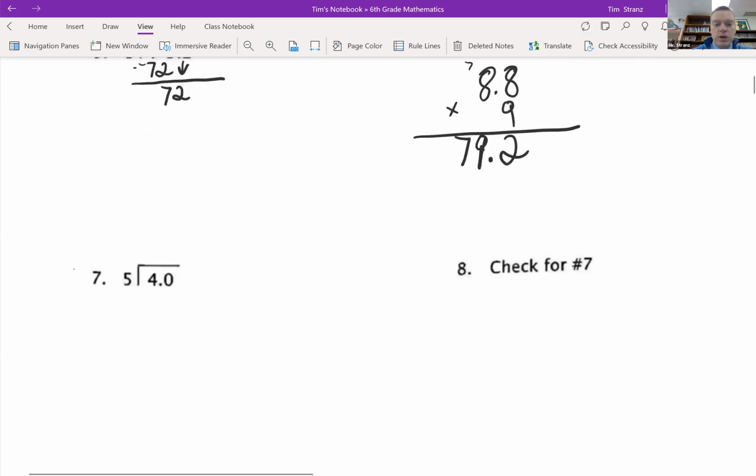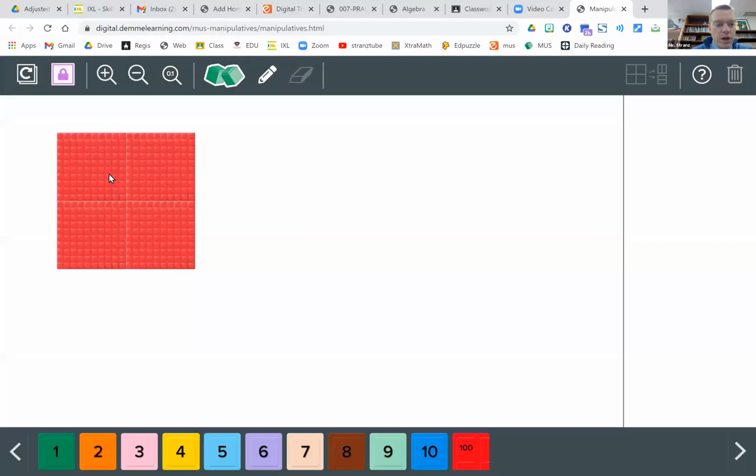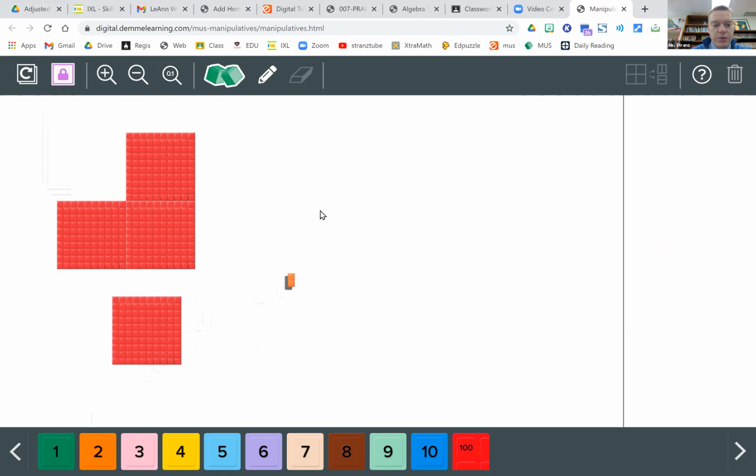Okay, this last one I'm going to actually do with manipulatives, so I'm going to switch my screen here. We got 4 divided by 5. Okay, so you see I have 4 blocks here. This represents the number 1, right? So there's 4 of them, so this is 4. We're going to divide this into 5 groups. How I'm going to do that is I'm going to substitute one of these with 10 blocks, right? So I'm going to put these in 5 groups.